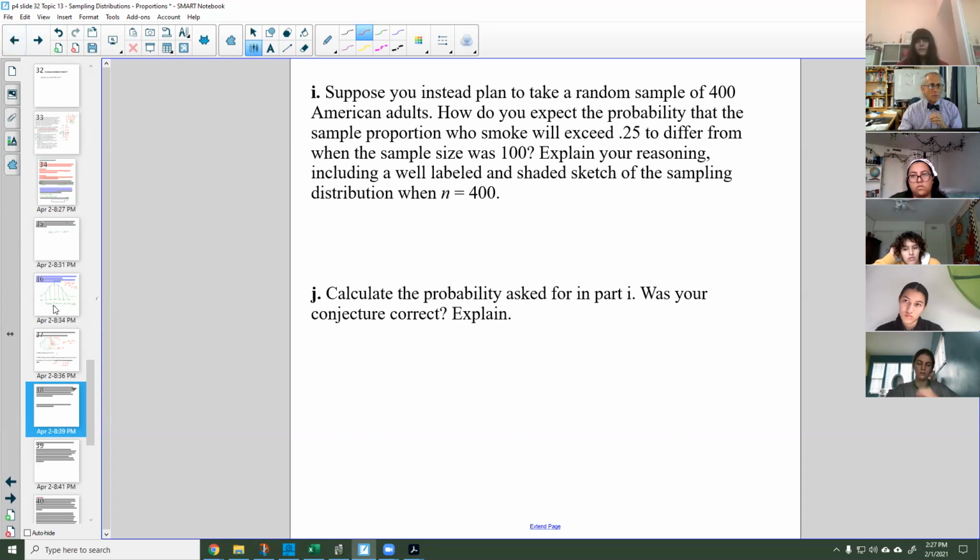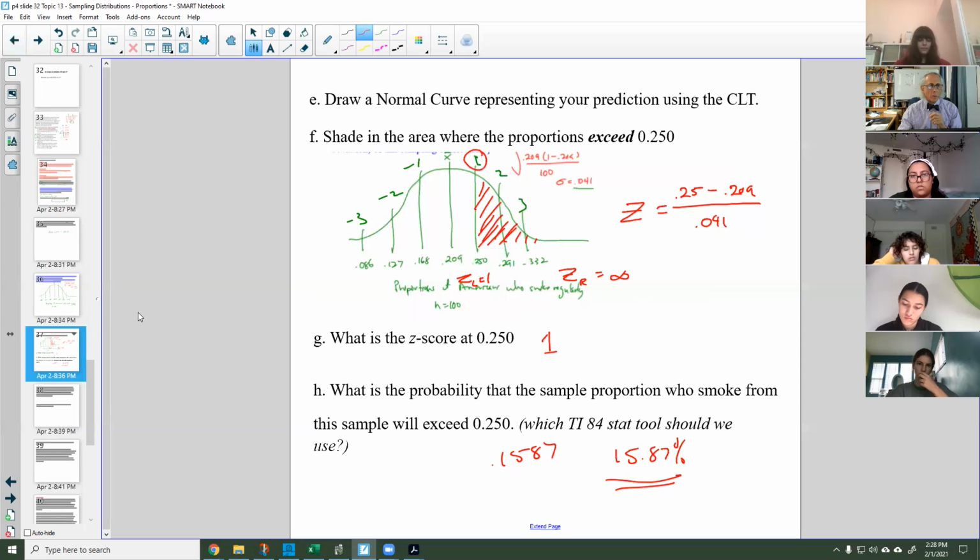I'll bring it back to the diagram here. This is the diagram here. Now, instead of a sample size of 100, I'm taking a sample size of 400. Is the probability that I'm going to have 25% or greater smokers a bigger probability than with a sample size of 100, or a smaller probability? Put your answer in the chat. Smaller or larger probability?